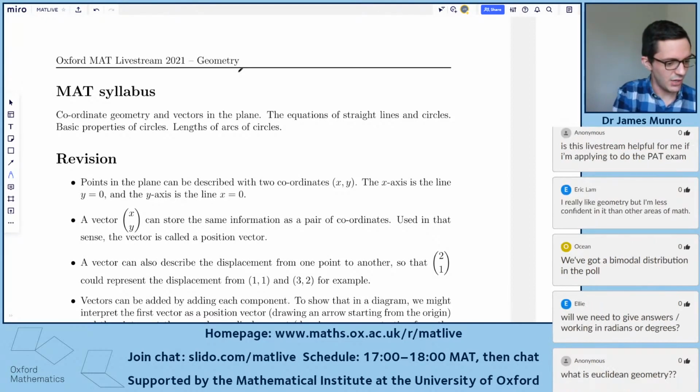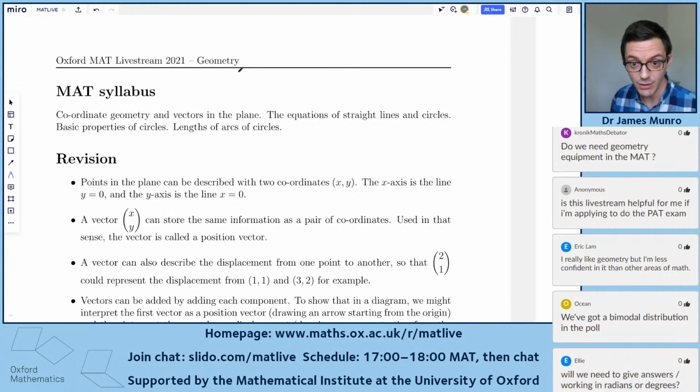Good. Do you need any geometry equipment? So you don't need any geometry equipment. I think you are allowed to bring geometry equipment with you. That means protractor and a ruler if you want to, but I don't think it's going to help, and I don't think you need it. We write the questions without assuming that you have access to a protractor or anything like that. It'd be quite a boring question, wouldn't it? Measure this angle with your protractor? Oh, who's got time for that?